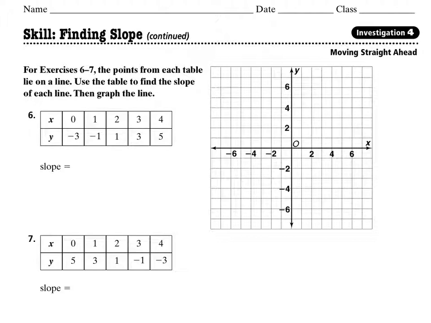It should help us to just kind of solidify how to find the slope of a line from a table, no matter how it's oriented. And then we should be able to graph these. So take a couple minutes with your neighbor to find the slopes of these two, and then graph both of the lines.